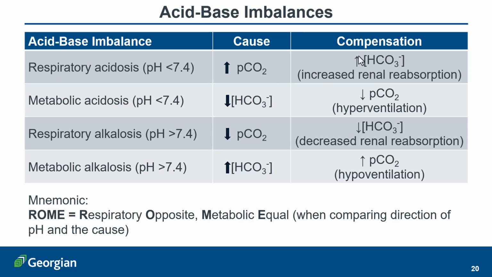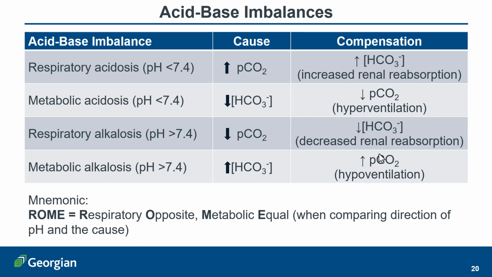Now, if you look at the compensation, you will see that the compensation is always in the same direction compared to the cause. So if CO2 goes up, the compensation is bicarbonate has to go up. If bicarbonate goes down, as in metabolic acidosis, then the PCO2 has to go down. If PCO2 has gone down in respiratory alkalosis, then the compensation is bicarbonate has to go down. Similarly, for metabolic alkalosis, bicarbonate has gone up, hence PCO2 has to go up. The compensation is always in the same direction as the change in the original cause.